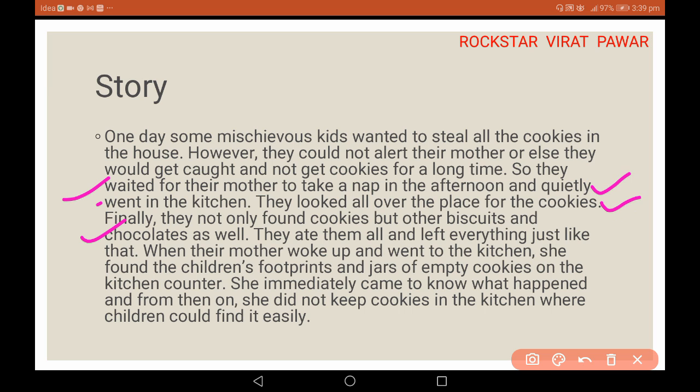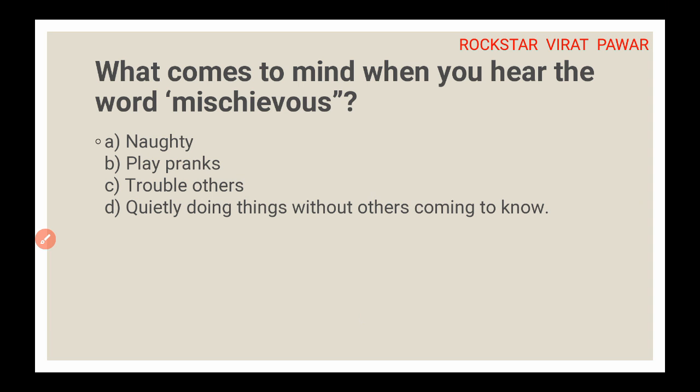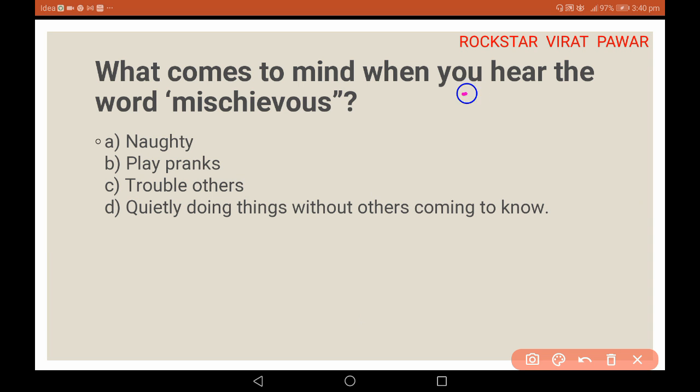When their mother woke up and went to the kitchen, she found the children's footprints and jars of empty cookies on the kitchen counter. She immediately came to know what happened. And from then on, she did not keep cookies in the kitchen where children could find them easily. What happened then? What comes to mind? You hear the word mischievous, like naughty, play pranks, trouble others, doing things without others coming to know.